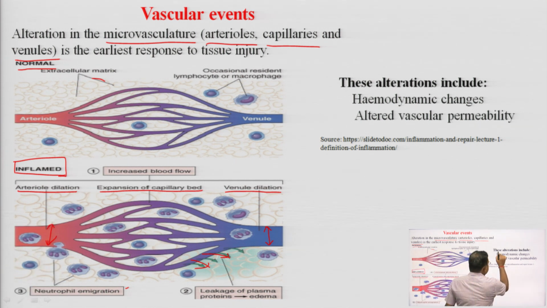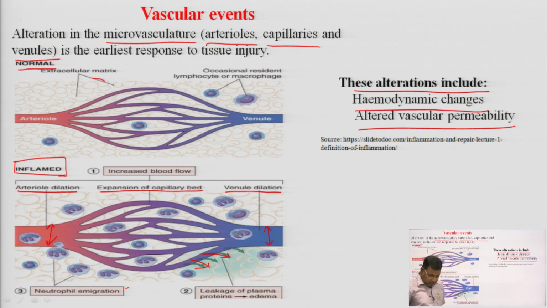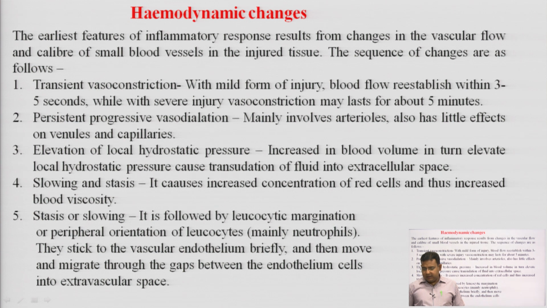So, these alterations include hemodynamic change and altered vascular permeability. These are the things you can see in these two diagrams. One is normal and the other one is the inflamed one. Next, come to the hemodynamic change. The earliest features of the inflammatory response result from changes in the vascular flow and caliber of small blood vessels in the injured tissue. The sequence of changes is as follows.